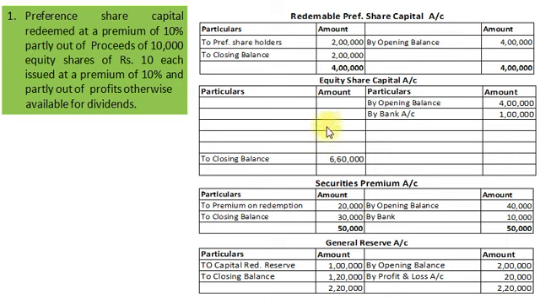And now except equity share capital, the rest 3 accounts will be closed. So securities premium account will be tallied with rupees 50,000. General reserve account, there will be a balancing figure of rupees 20,000 on credit side. This is nothing but profit transferred to general reserve during the year, and our accounting entry will be profit and loss account debit to general reserve account rupees 20,000, and our account will close.